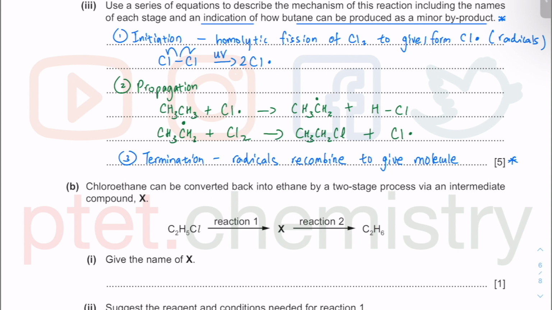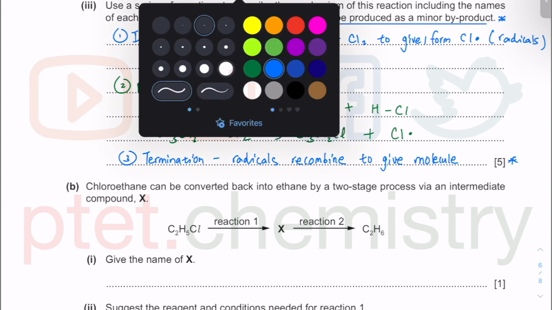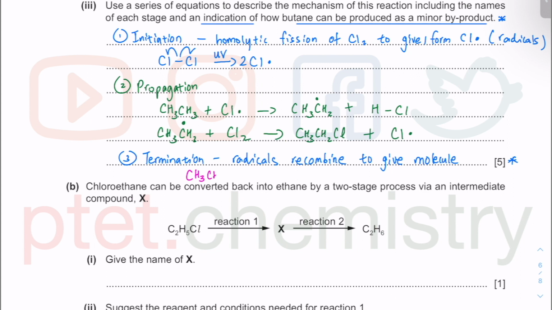So for example, you want butane to be produced as a minor product. So I will get CH3CH2 dot. Usually I will show the formation of this in the termination step. However, they want the formation of butane as a minor byproduct. So I just have another of this radical, and radical and radical can combine to give you CH3CH2CH2CH3. This is the butane minor byproduct, because your intention really is to show the termination step forming the desired halogenoalkane.